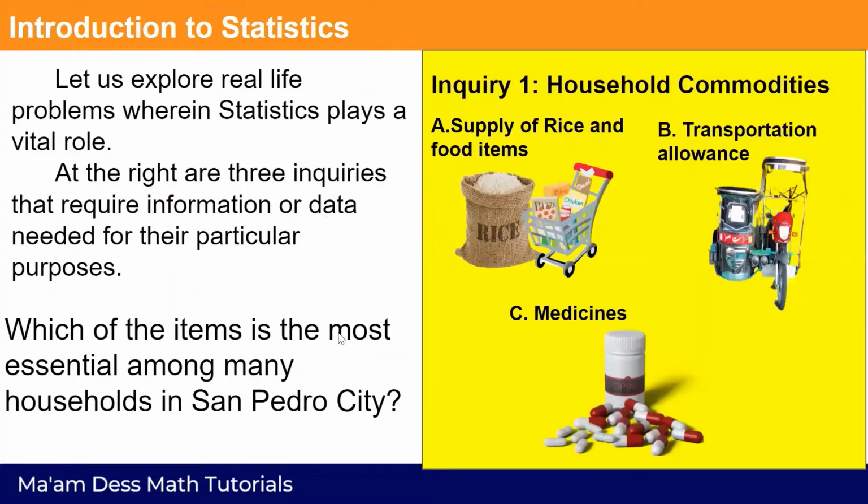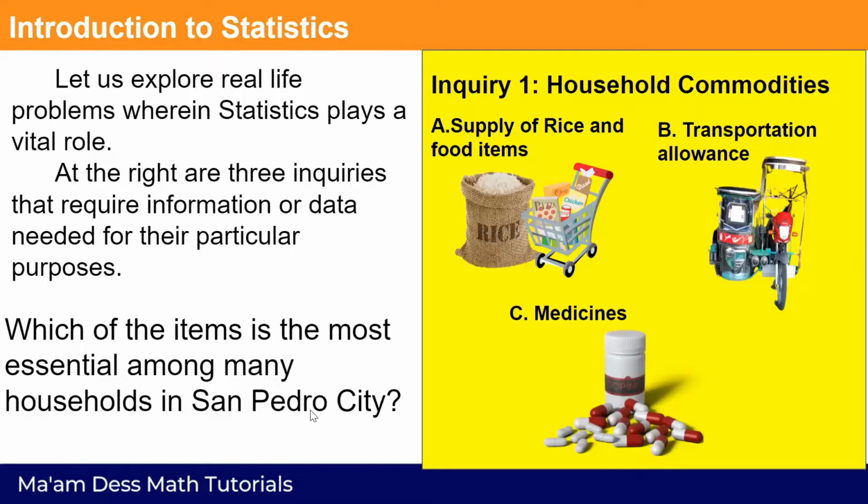Okay, now let us explore real-life problems wherein statistics plays a vital role. At the right are 3 inquiries that require information or data needed for their particular purposes. Which of the items is the most essential among many households in San Pedro City? So we have inquiry 1, household commodities.